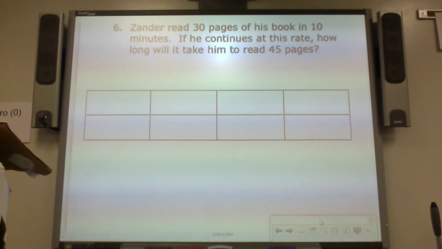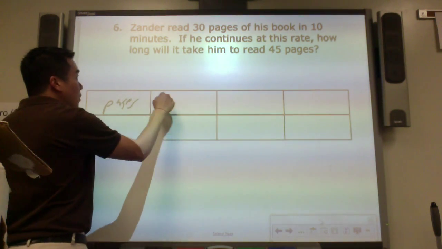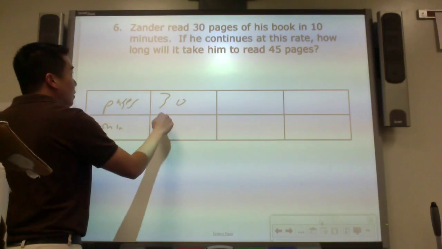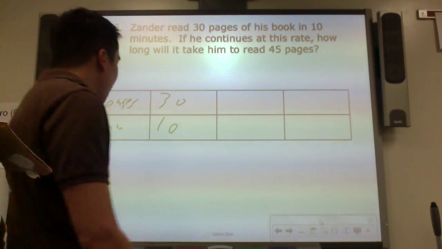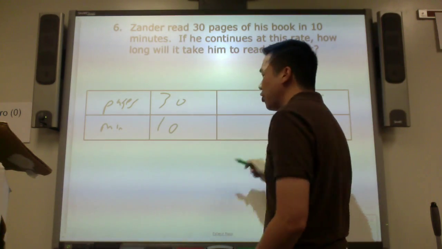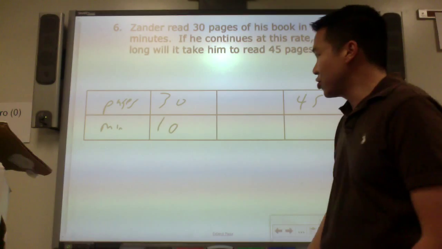Sander read 30 pages of the book in 10 minutes. If he continues at this rate, how long will it take him to read 45 pages? So let's label this pages, minutes. How do you scale forward from 30 to 45? Or can you? I don't think so.